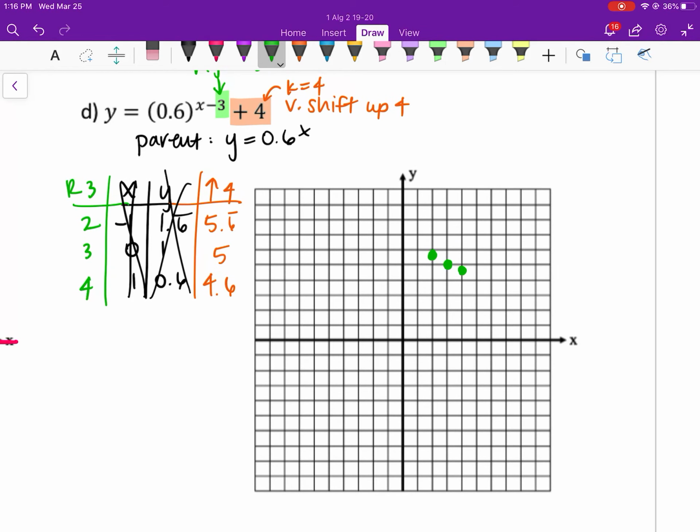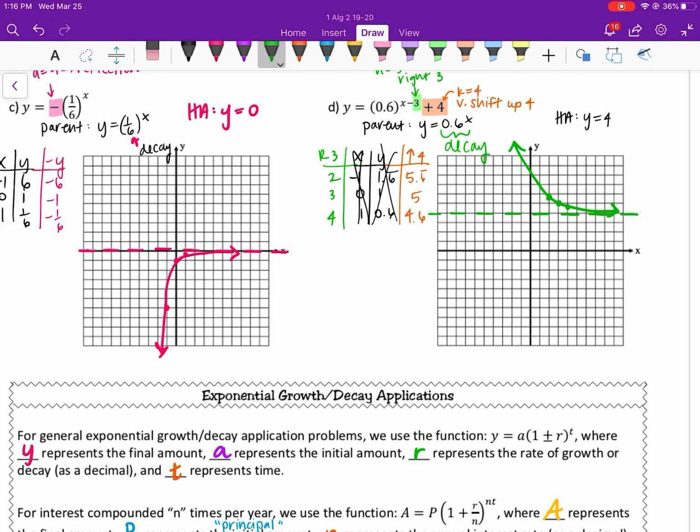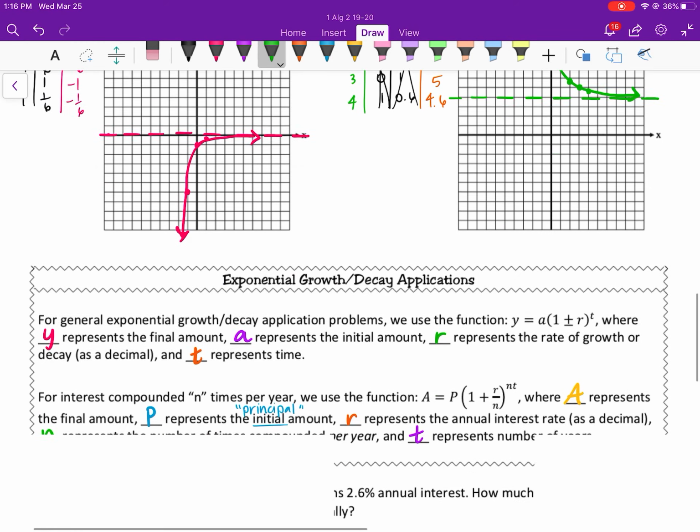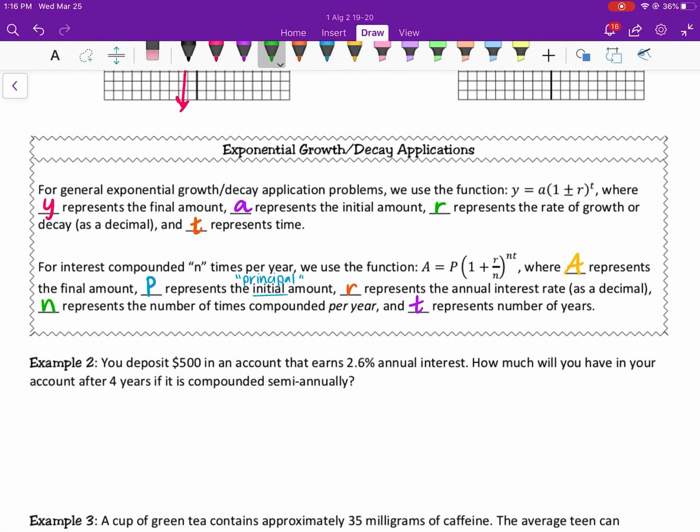Now let's think about our horizontal asymptote. That is related to our k value, remember. This time we have a k of 4. So that means that we level off at y equals 4. So we draw on that dotted line, we connect them, and we know that we are going to be decreasing. This is exponential decay because that parent point, that b, is less than 1. So that is all we need to know as we graph exponential functions. We are going to have another video that talks us through exponential growth and decay application problems.